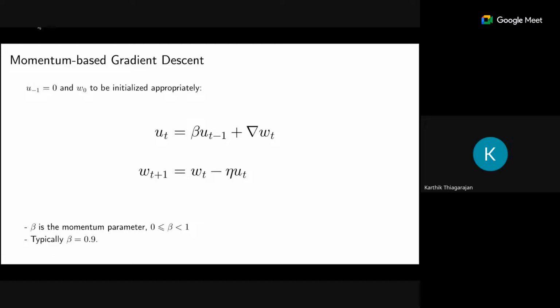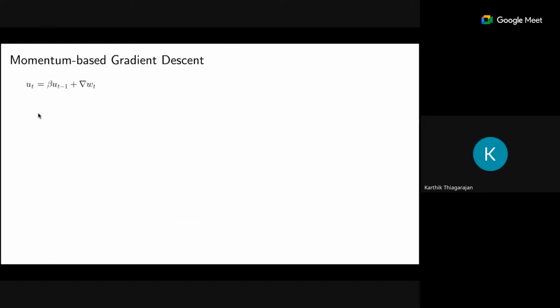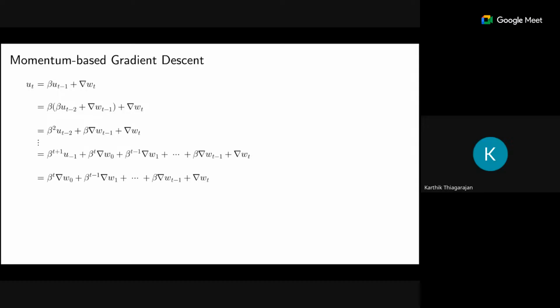Some algebra, if you do, you will know what is happening. So this is ut. ut is beta times the previous momentum vector plus the gradient, right? You expand it recursively, unrolling this recursion. So ut-1 becomes beta times ut-2 plus the gradient at t-1, and this becomes beta square ut-2 plus beta times the gradient. You do this one more time, two more times, keep doing this. I've done this here, and what you end up with is this expression.